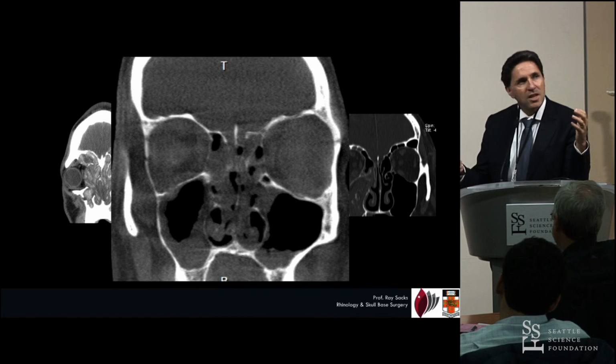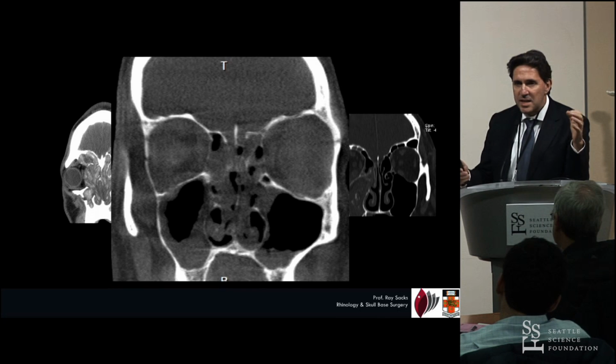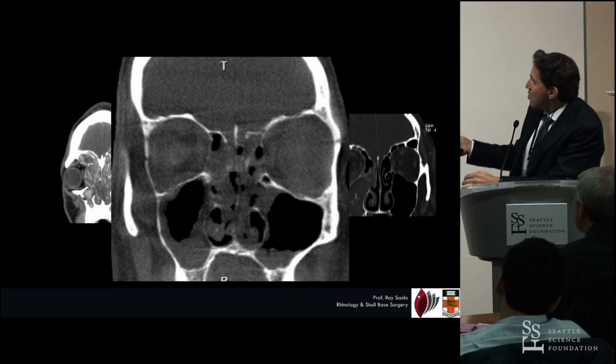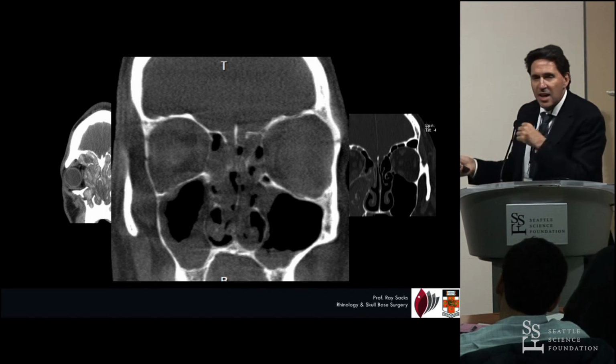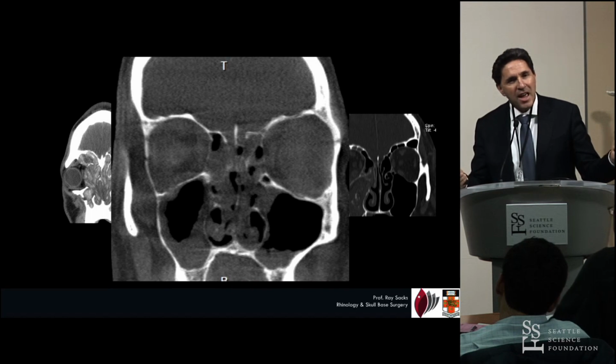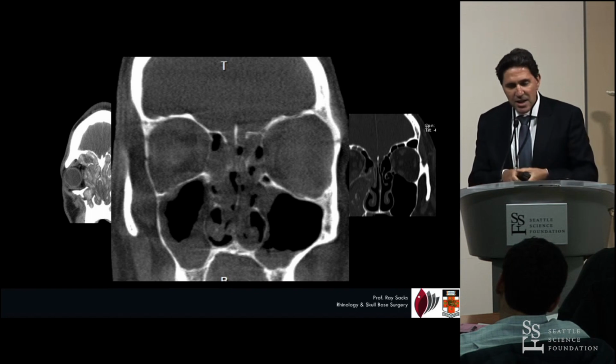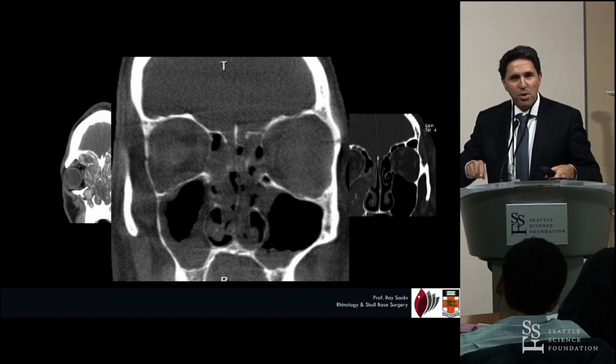This is the patient who's got mucosal disease. They've got mucosal disease in the nose. They've got mucosal disease in the sinuses. But they clearly have areas of completely healthy sinus.